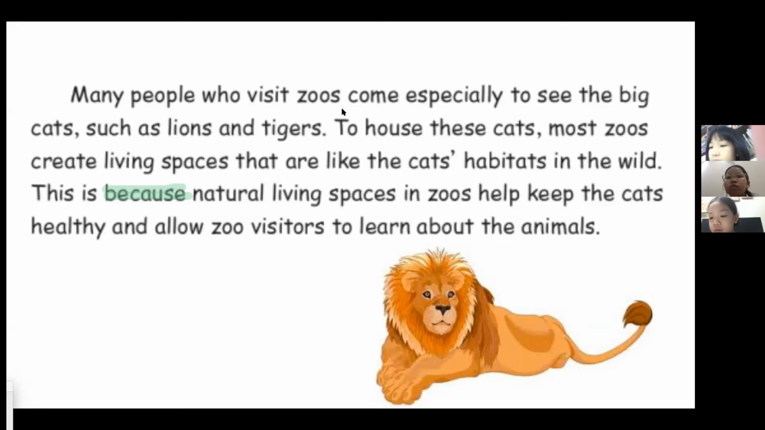Okay, so let's look at the signal word because. So we found our clue that we're going to talk about a cause and effect relationship. Lingxi, can you read me the sentence that has the word because in it? This is because natural living spaces in zoos help keep the pets healthy and allow new visitors to learn about the animals. Okay, very good.